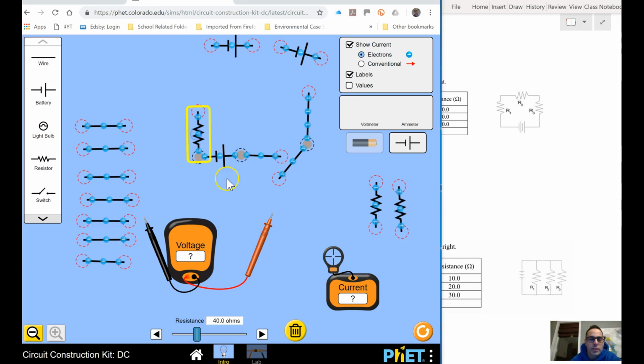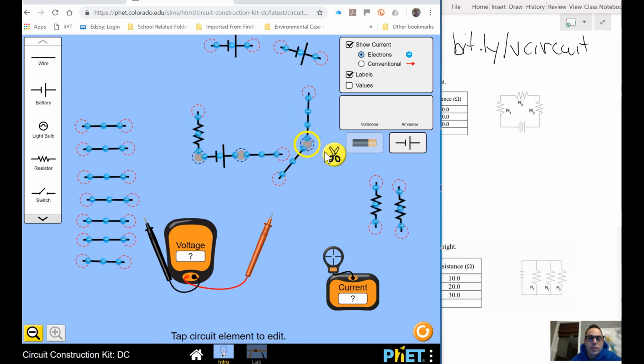So this again, I'll put it back down to a 10 ohm resistor. This simulator works really nice. If you want to play around with this simulator yourself, you go to bit.ly/v circuit, and that's just a short link to get to this.